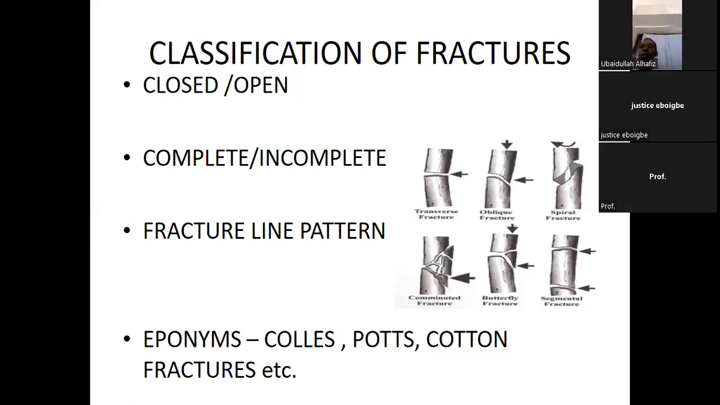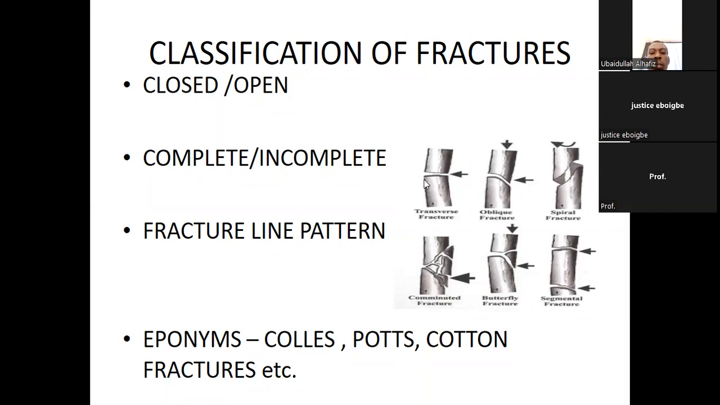Then we can also classify fracture based on the fracture line or the fracture pattern we see on our X-rays. Now, when it goes through and through, and the fracture line sustains an angle of less than 35 degrees with the longitudinal axis, taking a reference through a horizontal line, we call it a transverse fracture.